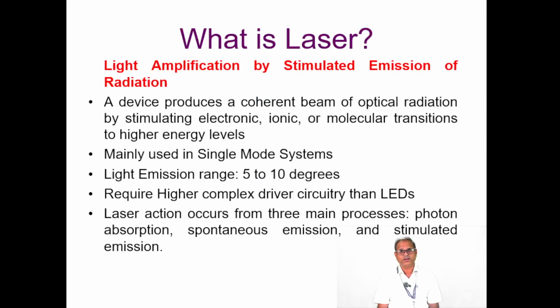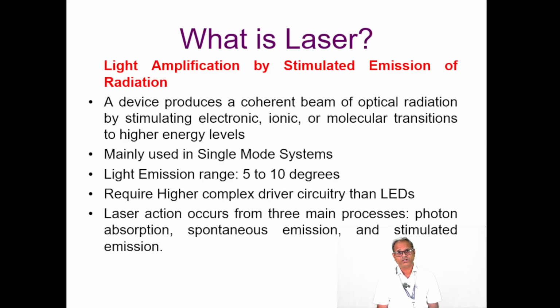Okay. So, what is this laser light? In laser light, there are optical radiations taking place in the stimulating electrons or ions or molecules, and they transit the atoms from lower energy state to higher energy state. There are various modes of the laser, but mainly for our syllabus we use the single mode system of laser. Light emission of lasers has low divergence, around 5 to 10 degrees, and this laser light requires more complex circuitry as compared to ordinary LED lights.